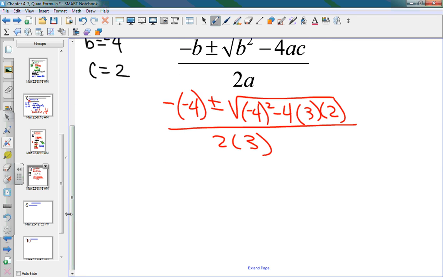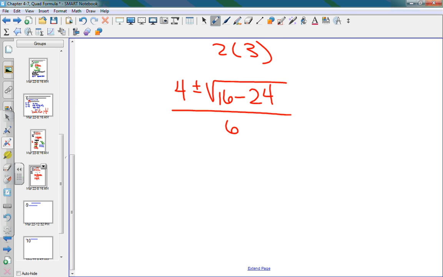So I continue calculating. A negative times a negative is a positive 4. Negative 4 squared gives me 16. A negative, I only have one of them, so it stays. 4 times 3 is 12. 12 times 2 is 24. All over 2 times 3, which is 6. Now what is 16 minus 24? That's going to give you negative 8 over 6.